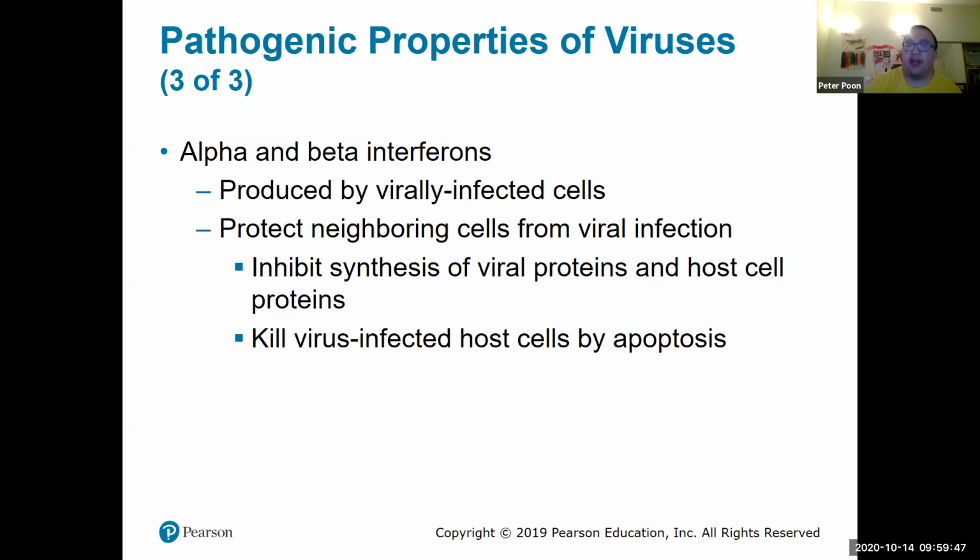They protect neighboring cells from viral infections by inhibiting the synthesis of the viral proteins and the host cell receptors and signaling pathways that allow the virus to get in the first place. And then they kill the virus-protecting cells by apoptosis. They also commit cellular suicide. But before that, they send out signals that basically tell the neighboring cells to hide, quiet down the signaling pathways.